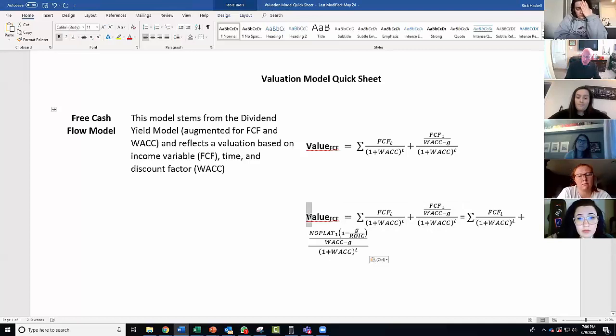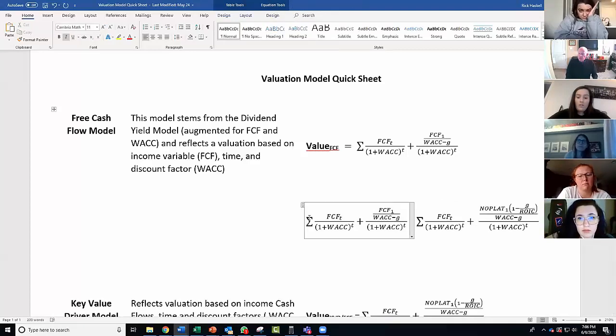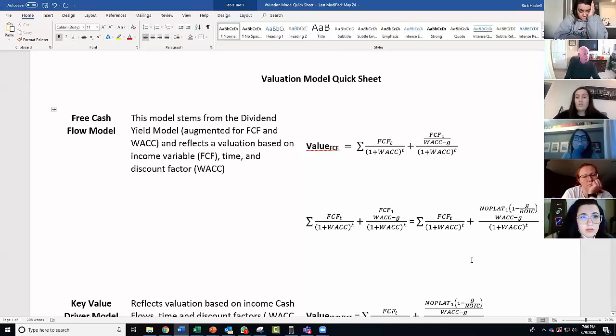Everything I know tells me that the free cash flow model should equal the key value driver model. Because haven't we argued that a valuation model's structure shouldn't change the value that we calculate? A model, if it's a credible model, should give us the same value either way we look at it, right?